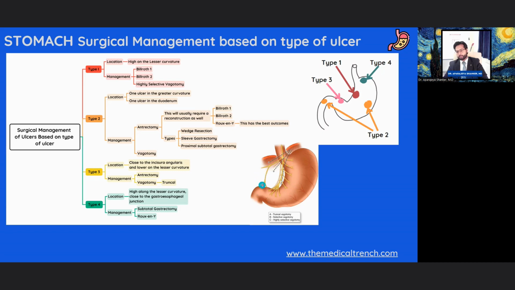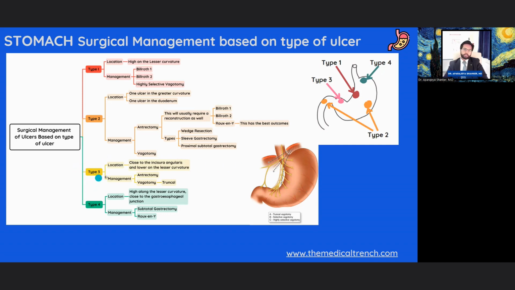So you can see this part here, which is the part of the anterior trunk, sort of coming down over the pyloric region. So this is usually for type 2s and type 3s. Type 2, because one ulcer is here. As you can see, one ulcer is on the duodenum, so the tissue surrounding that should not have excessive amounts of acid. So we do a truncal vagotomy. And the other ulcer could be anywhere here.